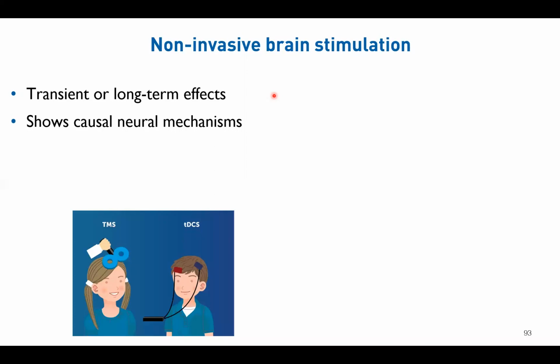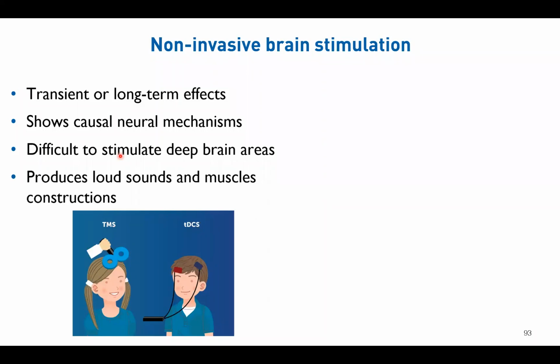Using brain stimulation, similar to the brain lesion techniques, also shows some causal neural mechanisms. Some limitations are that both TMS and tDCS couldn't reach too far from the surface, from the cortex of the brain. So it is quite difficult to stimulate deep brain areas in the midbrain, for example. And both of the techniques are quite loud. For some participants, it's not comfortable to listen to those sounds and noises and muscle contractions at the same time when they are doing the experiment. Those are things to be considered.